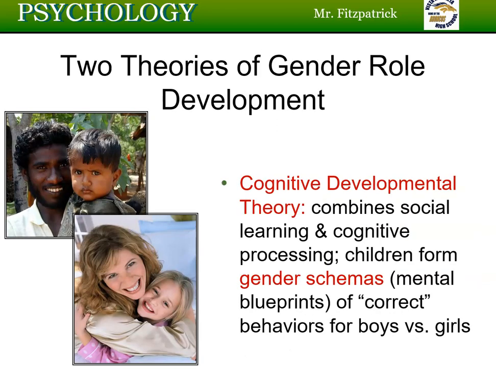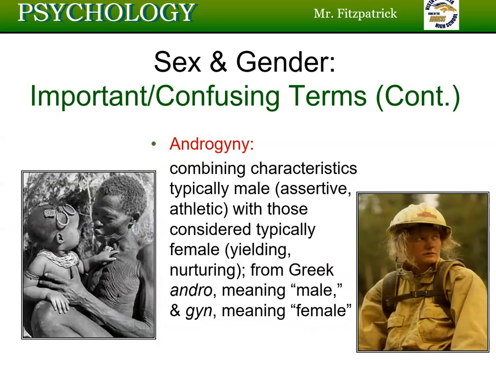The cognitive development theory combines the social learning theory and cognitive processing. Children tend to form gender schemas. Remember those mental blueprints of what's correct behavior for boys and girls. And as children play, sometimes other children say, well, this is what boys do, this is what girls do. So that may have an effect on gender development.